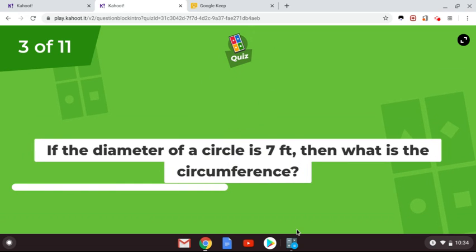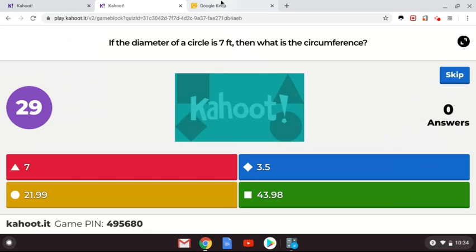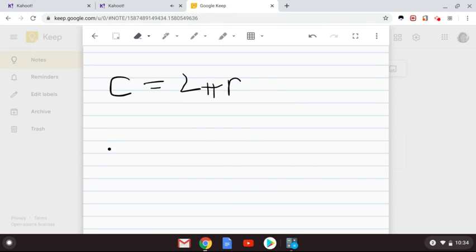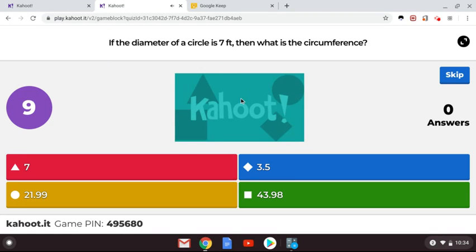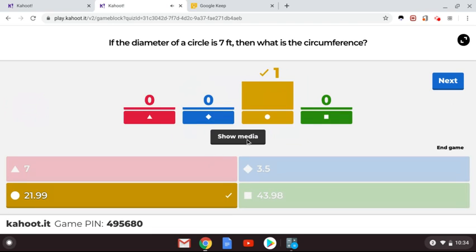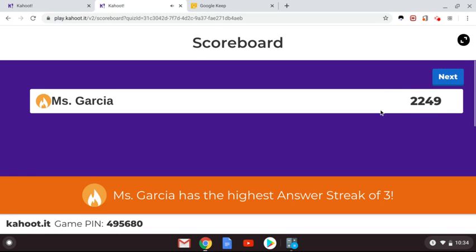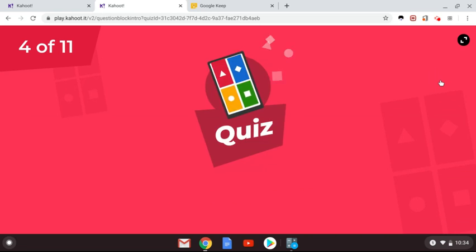If the diameter of a circle is 7, then what's the circumference? The circumference is also the same as pi d. So I'm going to go ahead and do that. 7 times 3.14, about 21.99. It doesn't give me too much time to show you guys, but just so you have an idea of what I'm doing and know exactly what I'm doing.